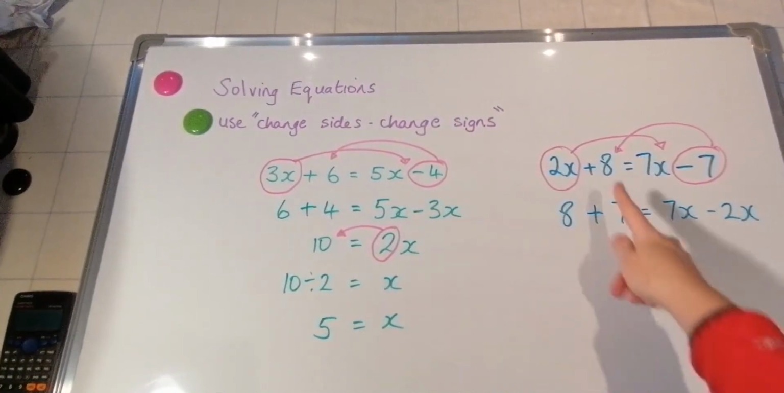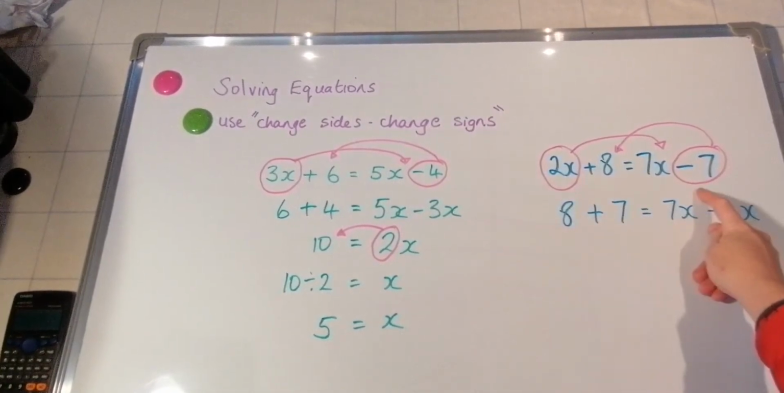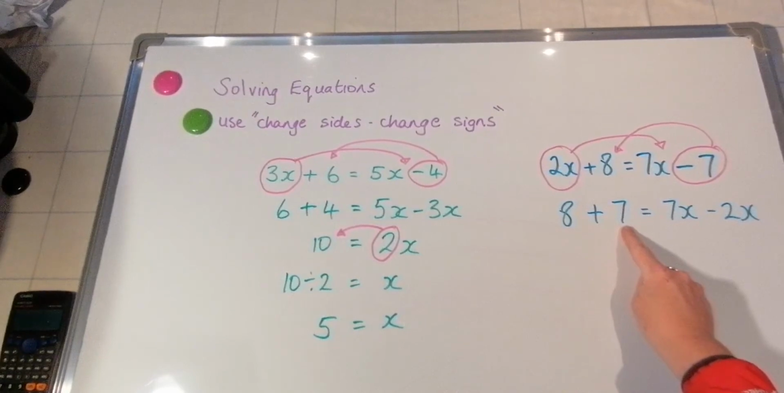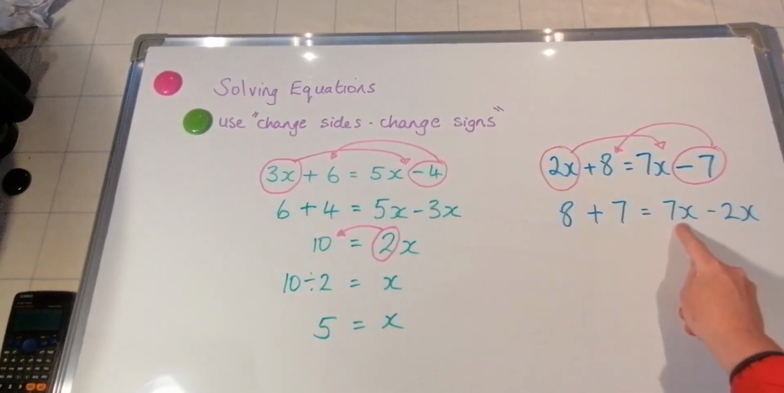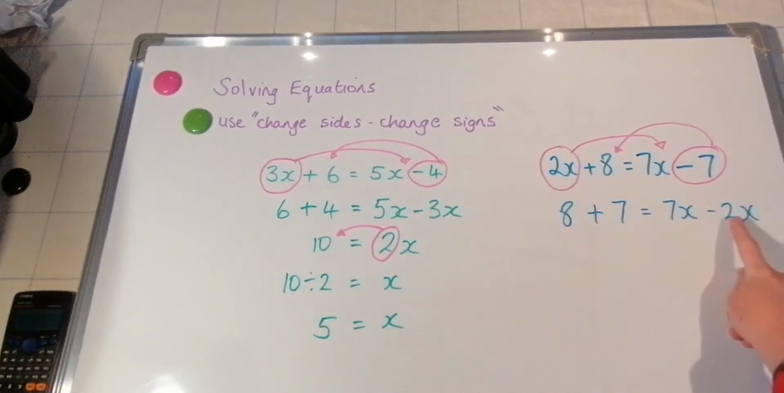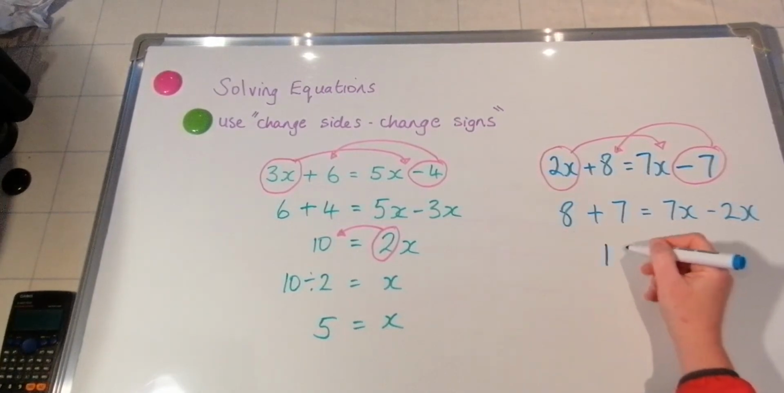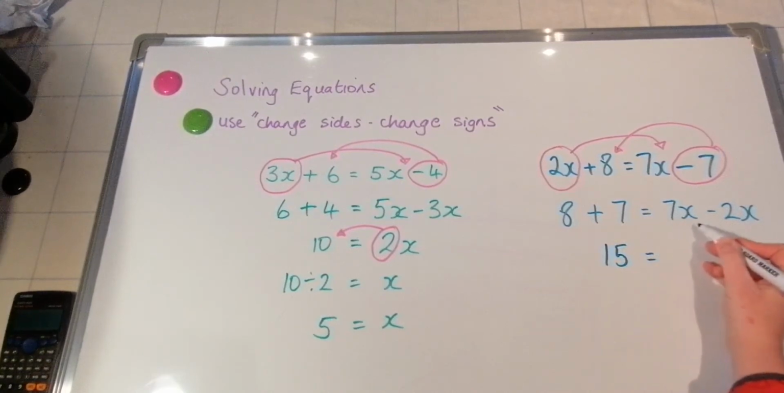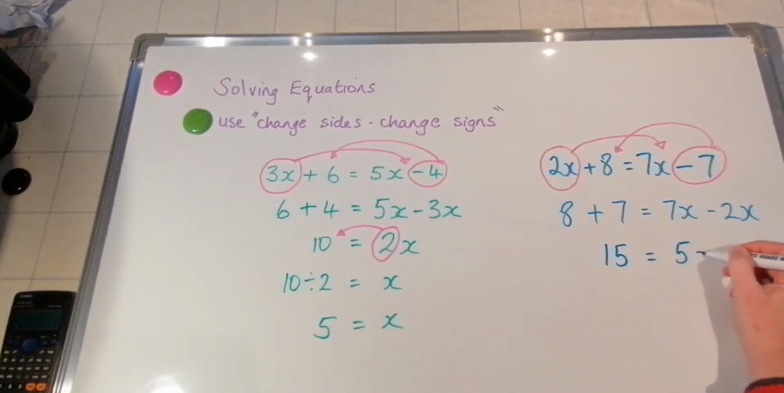So you end up with that. Your 8 hasn't moved at all. I've brought my -7 back. It's turned into +7. My 7 hasn't moved at all, my 7x. And I've brought my 2 x's across and it's changed from +2x to -2x. We'll sort that out now. 8 plus 7, that's going to give me 15, and that's equal to 7 x's take away 2 x's to leave me with 5 x's.